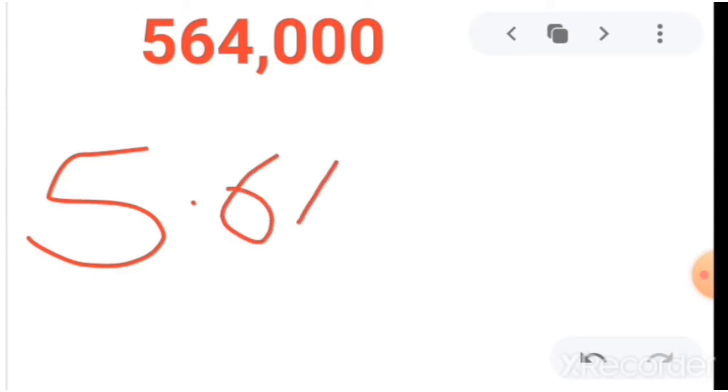Another example we want to see is writing 564,000 in standard form. Now, the number we multiply by 10 must be a whole number between 1 and 9. So the whole number we are going to write here is 5, but we have two other numbers, 6 and 4. If we write 56, it is greater than 10. If we write 564, it is also greater than 10. So we write 5.64. 5.64 is between 1 and 9. It is greater than 0 and it is less than 10.